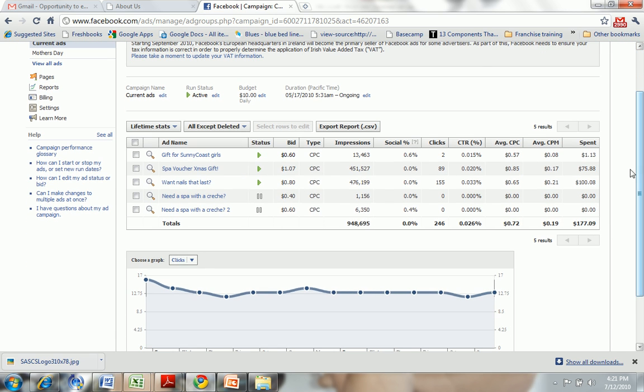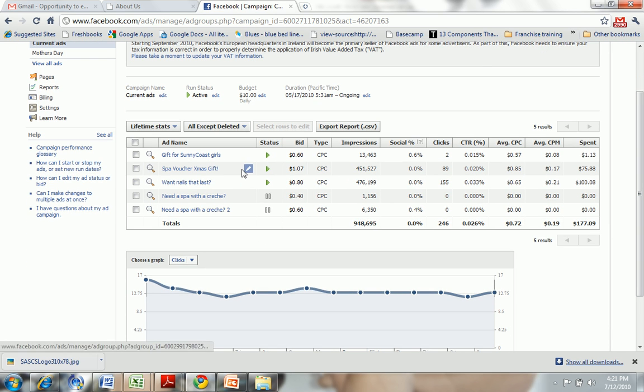There they are, all loaded up. So you can see they've got three campaigns currently running: Gift for Sunny Coast Girls, Spa Voucher Christmas Gift, and Want Nails That Last. Let's review these and see which ad is performing the best.